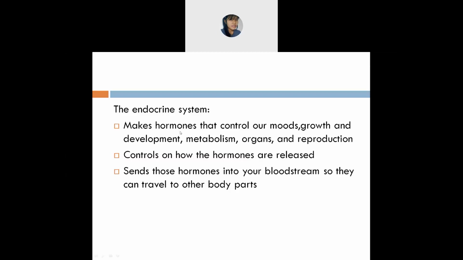So I'll just say again. These hormones are responsible for controlling your mood. They are responsible for your growth and development, and also for the metabolism of your body, and also for reproduction. These endocrine glands will also control the total amount of hormones that will be released. And again the last one is that these hormones will go into the bloodstream, and afterwards they will travel to different parts of your body.